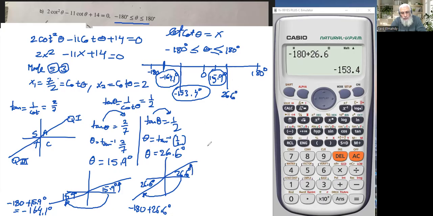So we have four solutions. Theta equals negative 164.1, negative 153.4, positive 15.9, and positive 26.6. Four solutions.